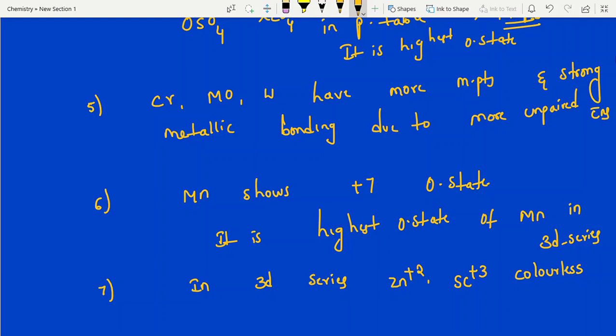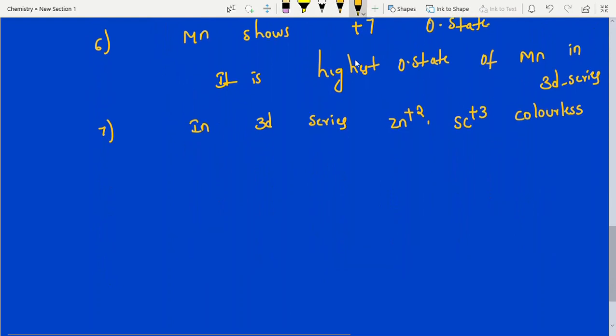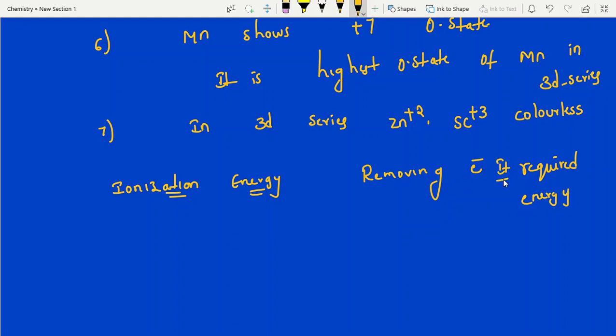So I'll explain colorless and colored. I will write the points, so many points will come. First, let me complete the explanation part. Ionization energy. Okay students, ionization energy means removing an electron, which requires energy. Required energy means it is endothermic.